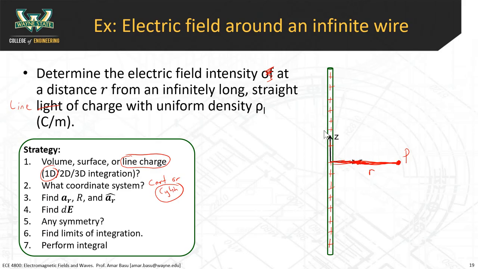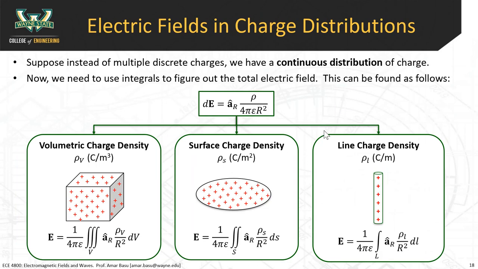Okay. So step three is we found those three components. Now the next step is to find dE. The way that we find dE, we have this equation for it here, and we have to look at what type of problem we have. So for dE, we have a line charge density in this case. So we just use this equation here. So let's write that down.